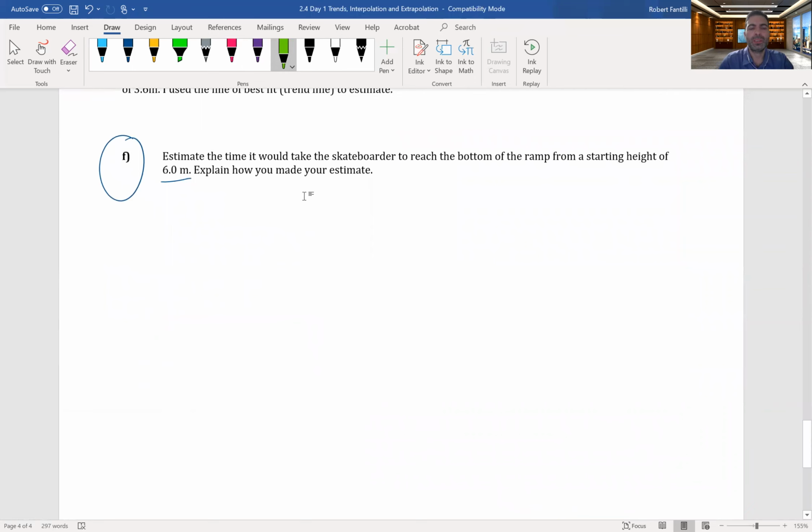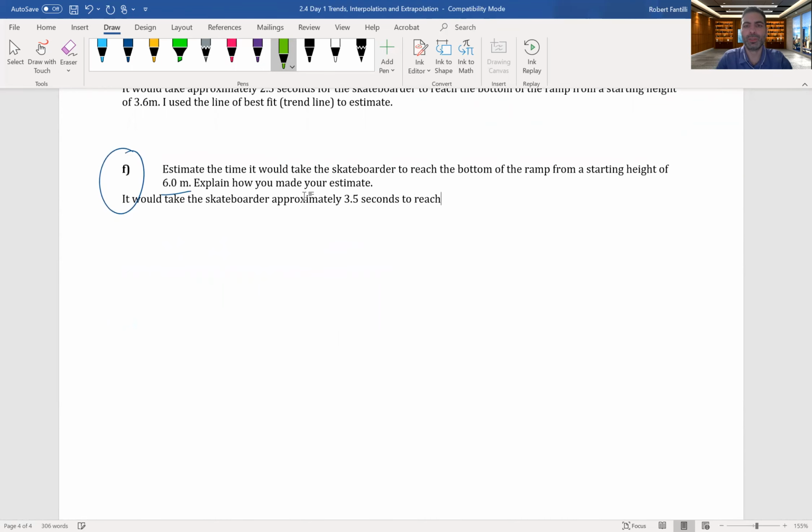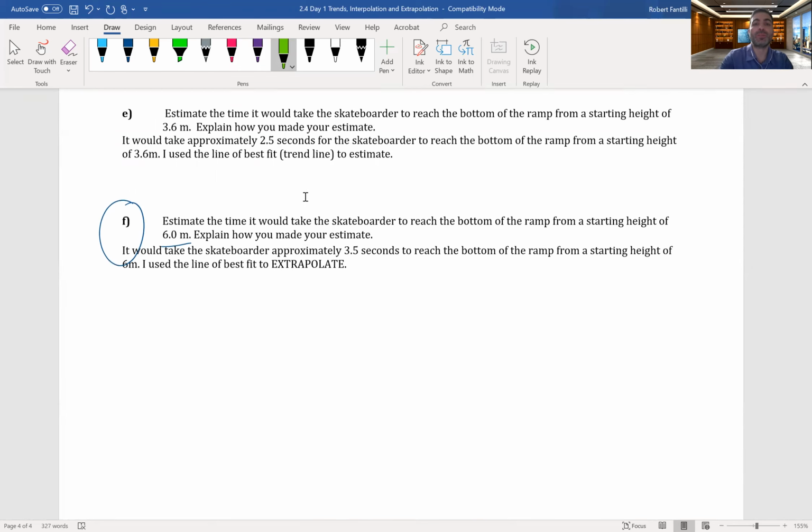So I'll say here, it would take the skateboarder approximately 3.5 seconds descent time to reach the bottom of the ramp from a starting height of 6 meters. I used the line of best fit. Now I think the wording I should have used before, I'm going to use it now. In this case, line of best fit to extrapolate. That's what we did there because it's beyond the data.